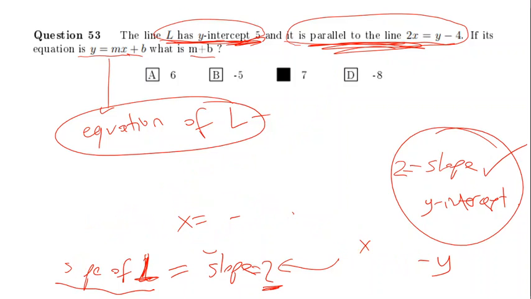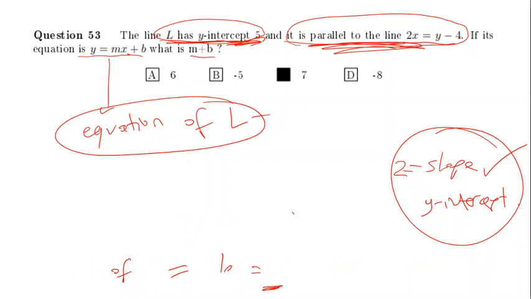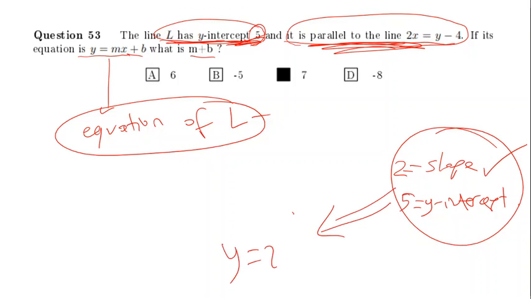Do we know the y-intercept of L? So the y-intercept of L is 5. Now we can write the equation. Y is 2x plus 5. And m is 2 and b is 5. So m plus b is 7.